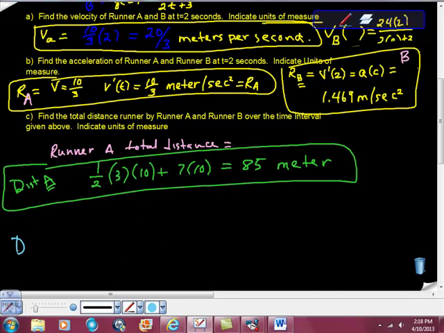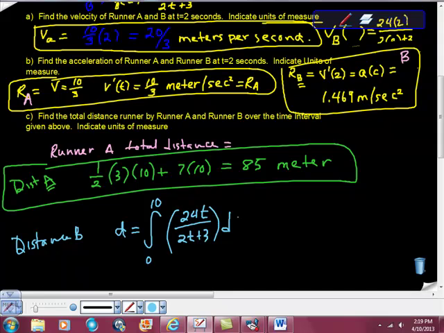And distance B, it looks like hell, but it's even easier because distance B is just going to be the integral. So all I'm going to do is show them what I'm going to take. I'm going to say that D equals the definite integral from 0 to 10 of that function, 24t over 2t plus 3, be careful, dt, right? Put it into your calculator and get back 83.336 meters.